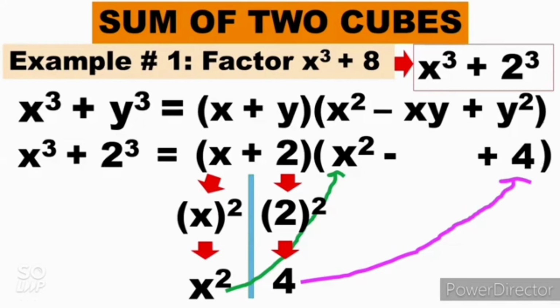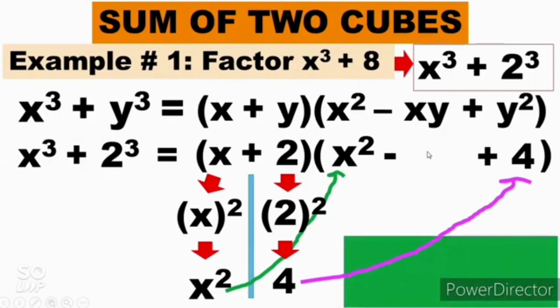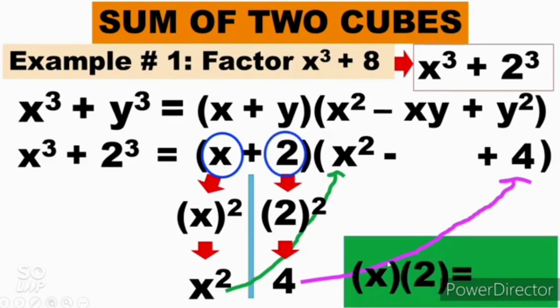Okay, and then, follow the pattern, which is the negative sign doon sa middle term ng trinomial. Okay, negative din ang ilalagay natin. Okay, para makuha ang middle term, imumultiply lang natin yung first term ng binomial at yung second term ng binomial factor, which is x times 2. So, x times 2 is equal to 2x. Okay, so yan yung ilalagay natin doon sa middle term ng trinomial factor natin.